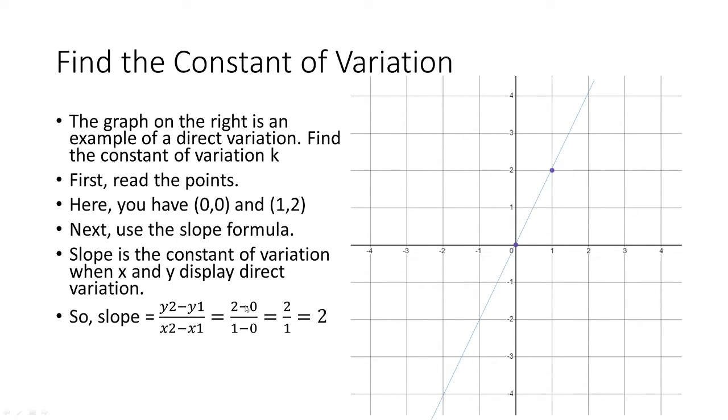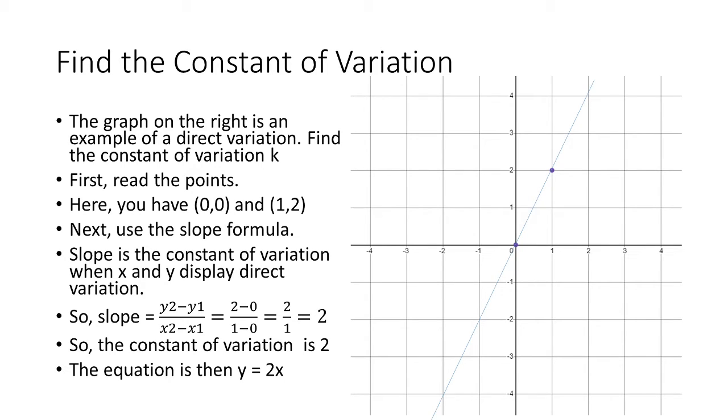So, plugging them in. y2 is 2, y1 is 0, x2 is 1, x1 is 0. That gives you 2 over 1, which is a slope of 2. So the constant of variation k is 2, and we can write the equation y equals 2x.